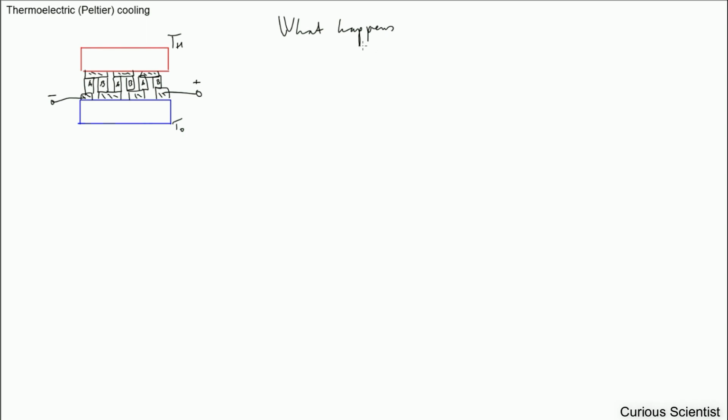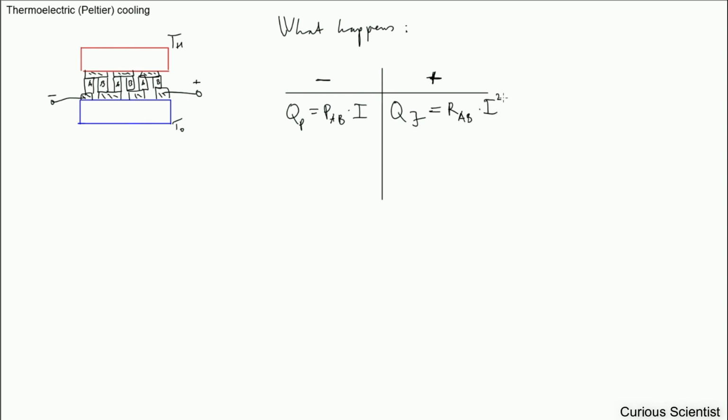You can basically divide the effects into two parts. Let's say you have a balance. So you have a heat from the Peltier effect, which is basically like this, if you remember the equation. And then you have Joule heating due to the resistance of this semiconductor sandwich and the applied current.